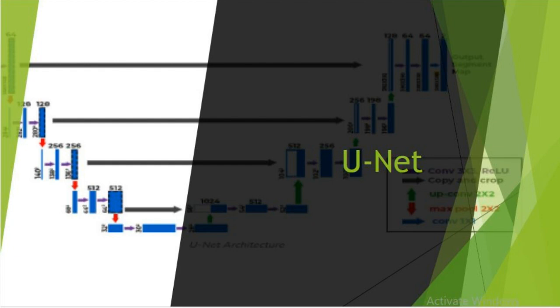Now coming to the UNet model, UNet is a convolutional neural network architecture used for both binary and semantic segmentation in image processing. It consists of a contracting path called the encoder to capture context and an expanding path for precise localization, with skip connections to combine high resolution features, facilitating accurate segmentation tasks.